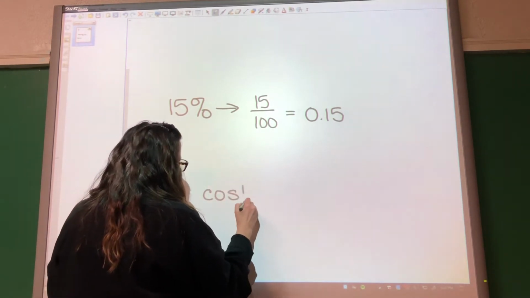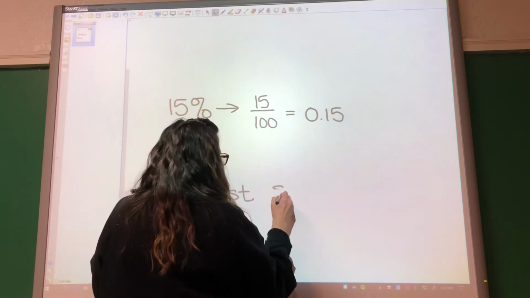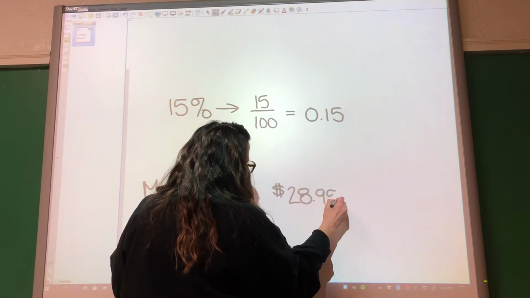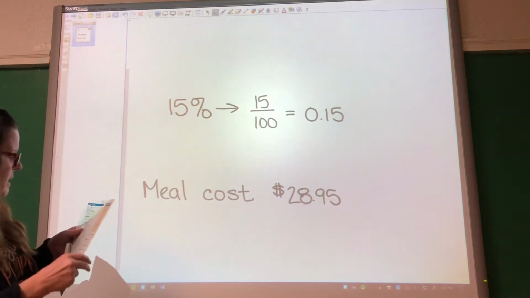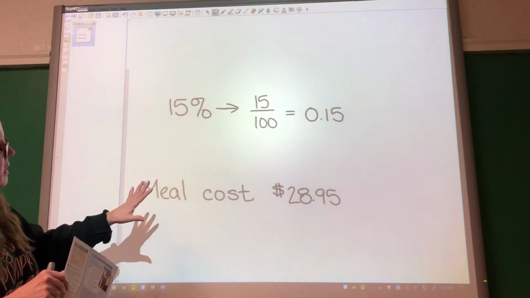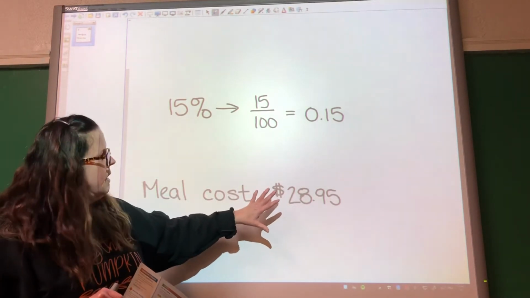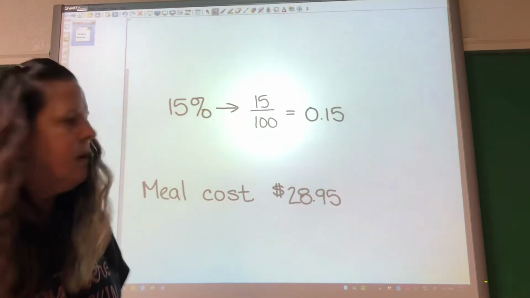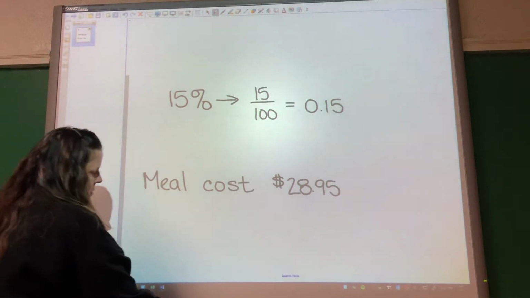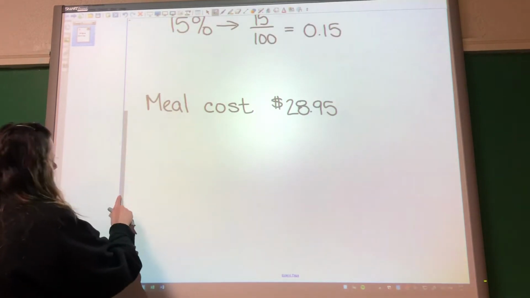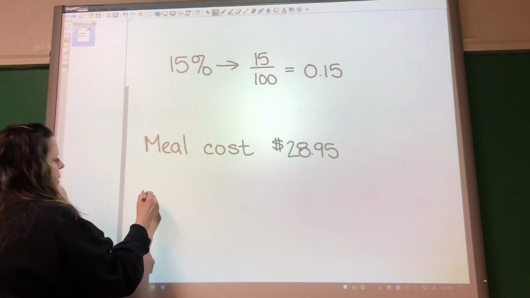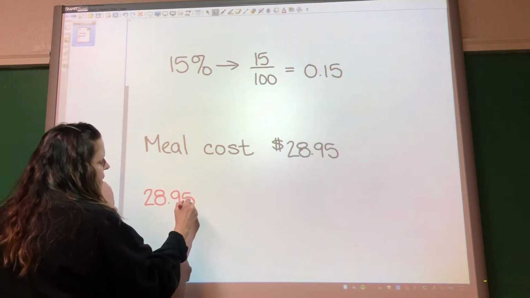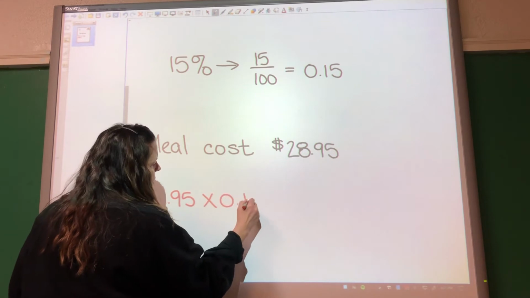All right, so the example on this page says your meal cost $28.95. So we are going to find the tip of what you would have for this meal using the 15%. To do that, you would take the cost of your meal, your $28.95, you would times it by your 0.15.